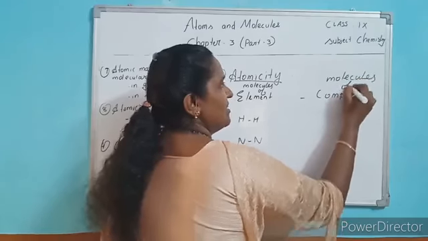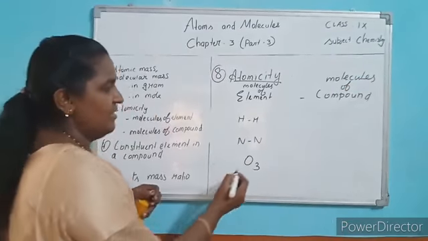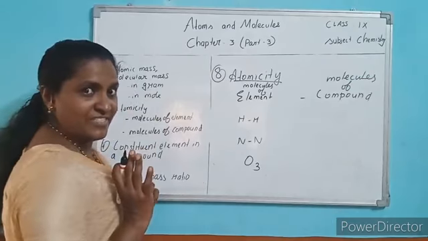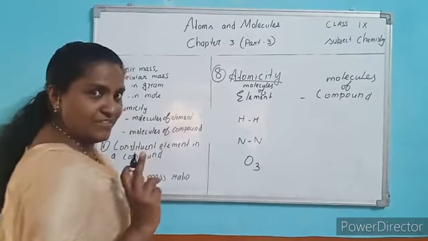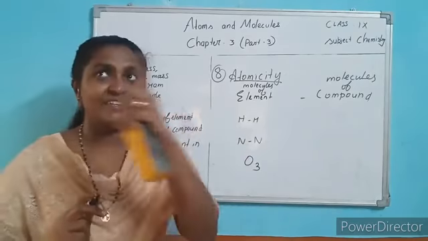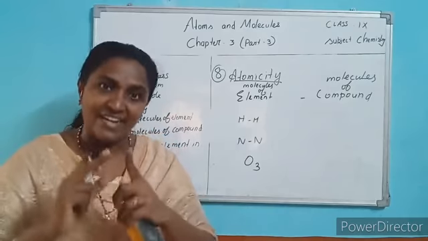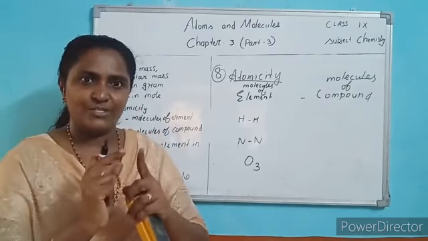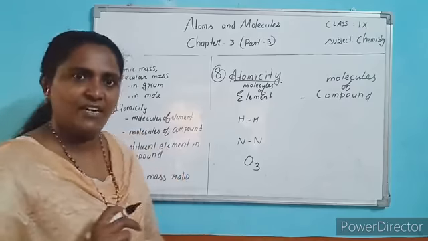Why is it so? Because of the free state. O3 forms a free, independent state. N2 is a free state. H2 is a free state. One hydrogen cannot exist alone; it always combines with another hydrogen. So H2, N2, O3. Understood?